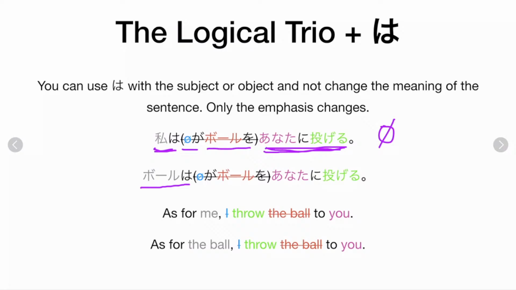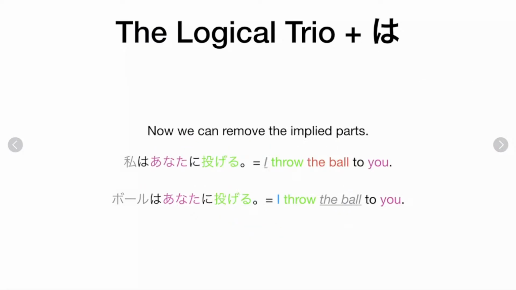If you say, boru wa anata ni nageru, now you change the stress. Rather than saying, I will throw the ball, you're saying, the ball I will throw to you. So you change who you're really focusing on. So here you can see that emphasis, right? Watashi wa anata ni nageru versus boru wa anata ni nageru. They both mean throw the ball to you, but the stress in the first one, when you say watashi wa, is I will throw the ball to you. And if you say boru wa, then it's I will throw the ball to you.